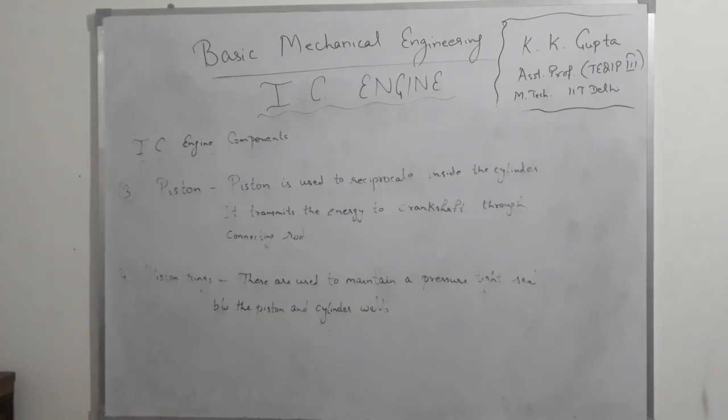Third component is piston. Piston is a reciprocating member inside the cylinder which transmits the energy to the crankshaft through connecting rod. Fourth component, piston rings. Piston rings are used to maintain a pressure tight seal between the piston and the cylinder wall. It also transfers the heat from the piston head to the cylinder walls.